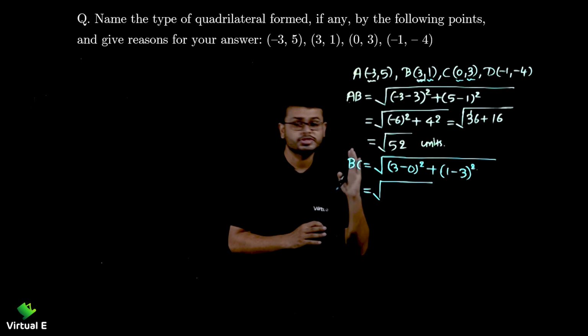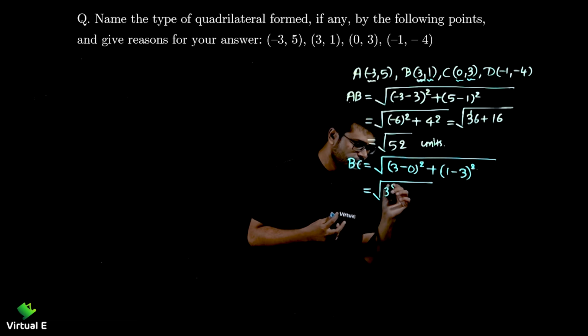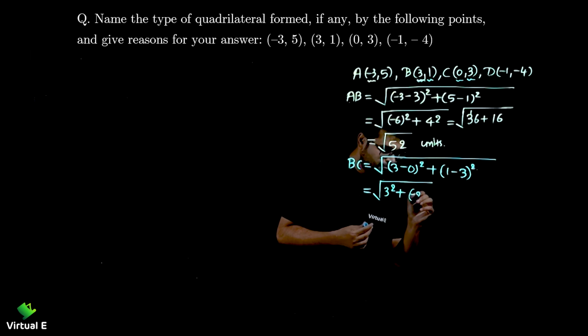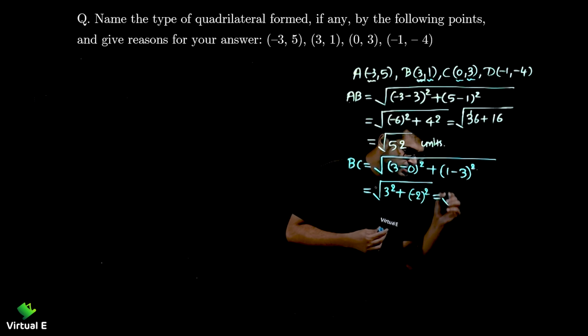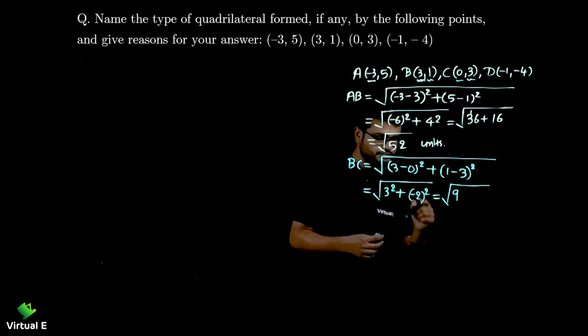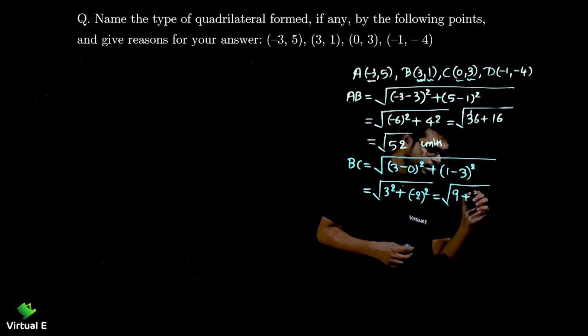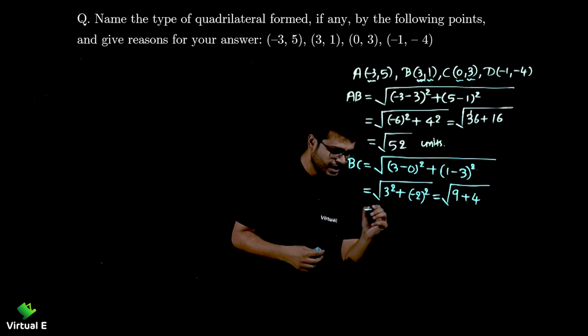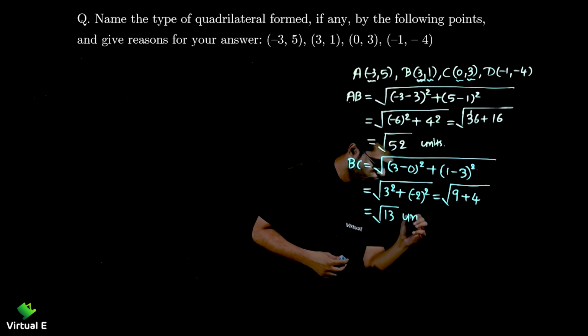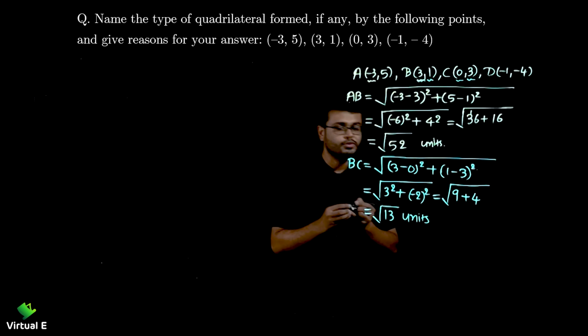3 - 0 whole square, 3 square, simple. Then plus 1 - 3, here -2 whole square. Let's simplify. Let's do the squares. 3 square is 9 and -2 square is what? 4. So what is my final answer? Square root of 13. And do not forget this, which is units.